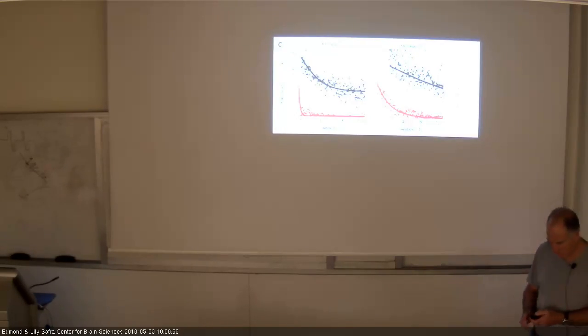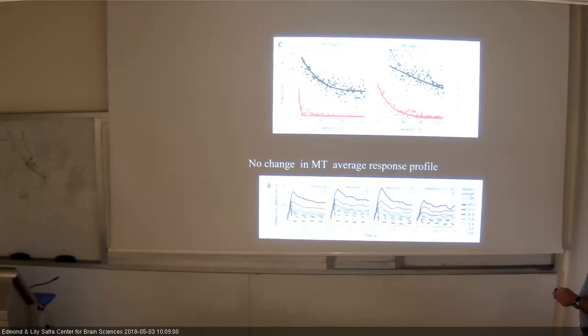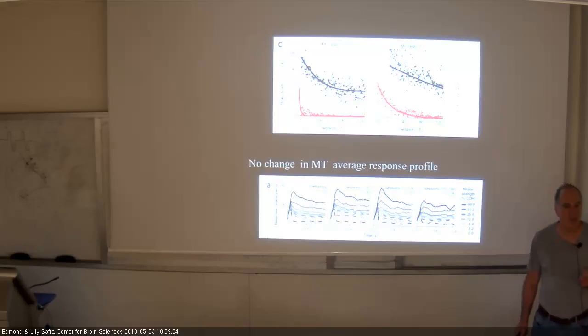And the question that was asked was, there's an improvement in performance, so what can account for this? One way to understand this is that the MT cells, which encode the motion, are getting more sensitive. That's an option, right?